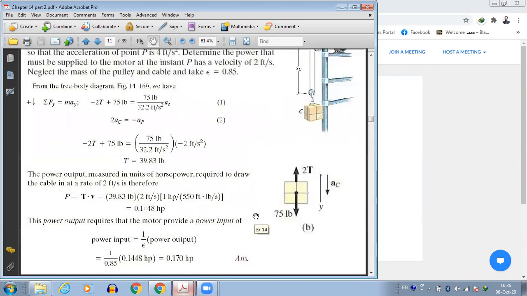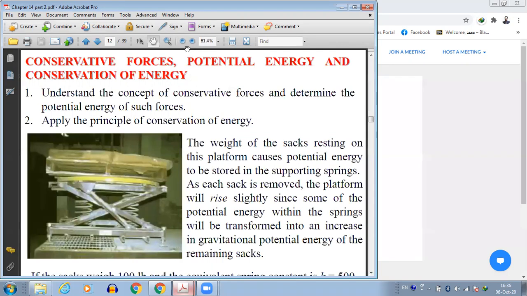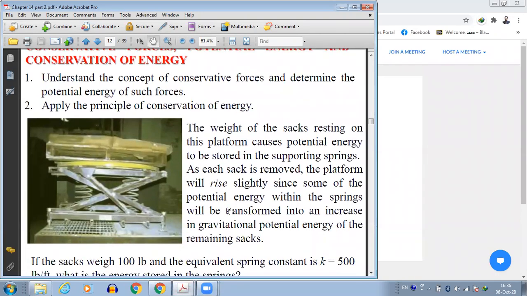Okay, so this is done. Let's move towards the next topic. Next topic is conservation of energy. For starting the next topic, let's have a break of 5 minutes and then we'll start back.